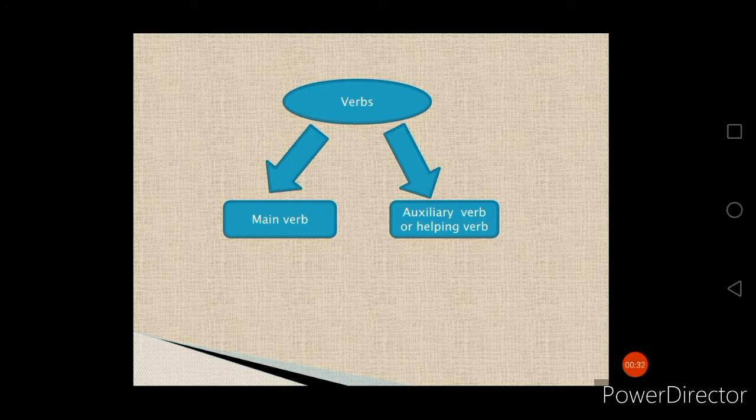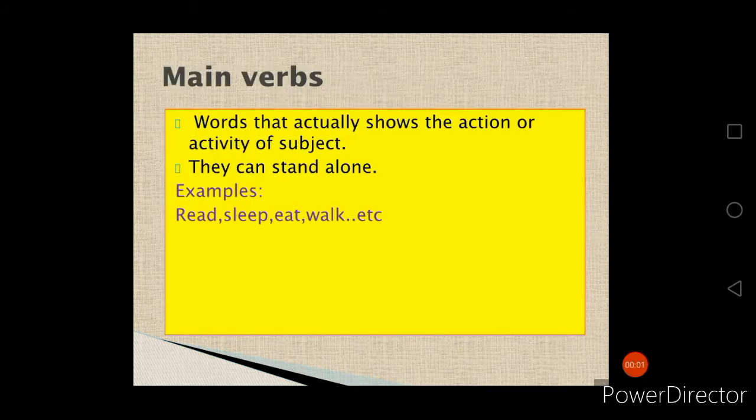Okay students, in a sentence, the verb can be used in two ways. Okay, it can be either the main verb of a sentence, or it can be a helping verb. This helping verb is also called an auxiliary verb, and this helping verb can help the main verb. Okay, the most important helping verbs are be, do, and have. Okay, what is a main verb? Let me explain you. The words that actually show the action or activity of the subject are called main verbs. Okay, and these main verbs can stand alone. For example, read, sleep, eat, walk, like this.